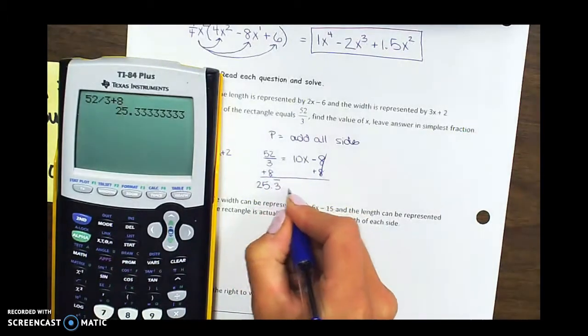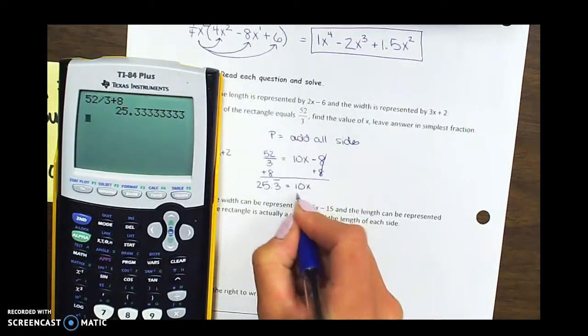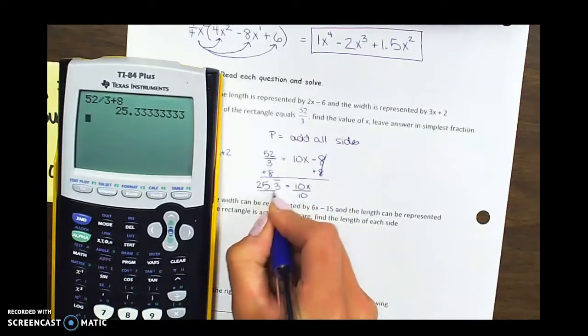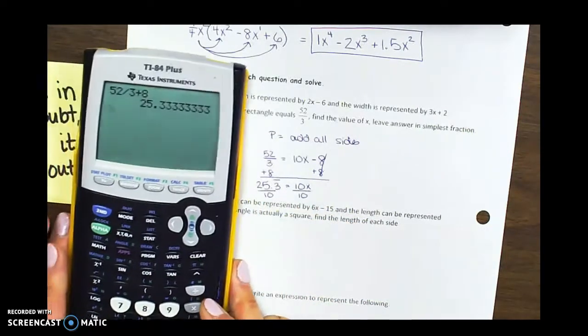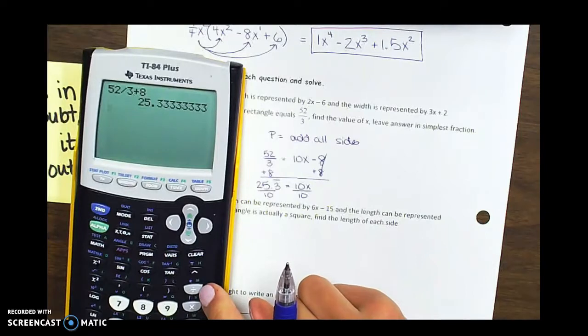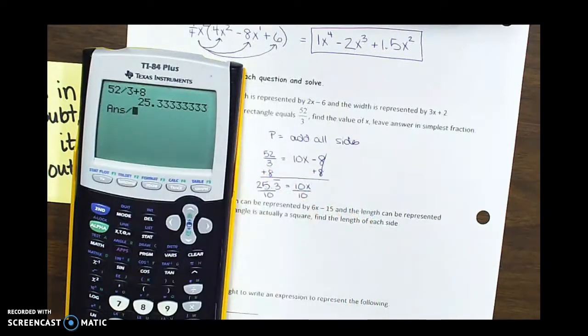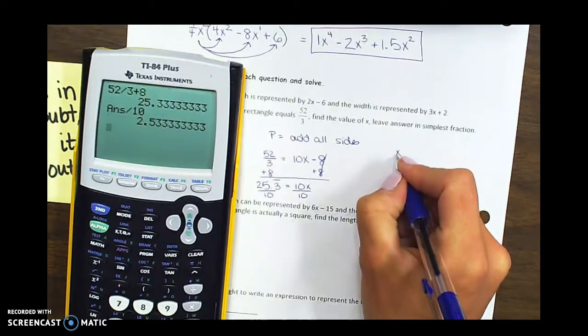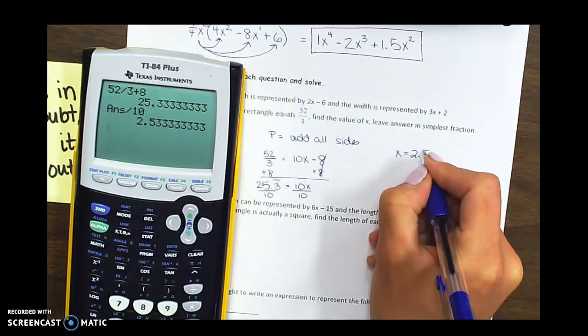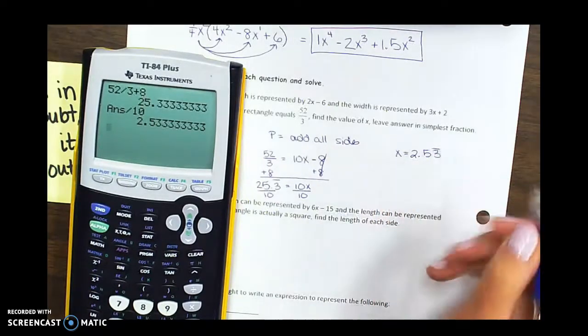25.3 repeating equals 10x. Now I'm going to divide by 10, divide by 10. Now in the calculator, all I'm going to do is hit the division symbol. It takes that whole answer, puts it there. I'm going to divide by 10, and now we have our answer. So x equals 2.53 repeating.